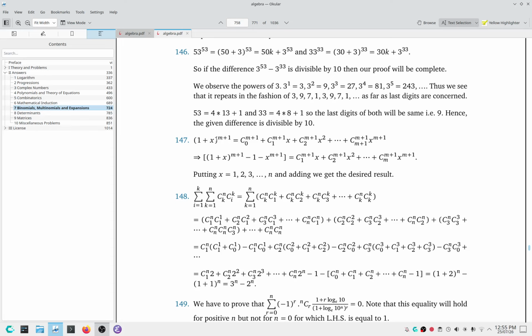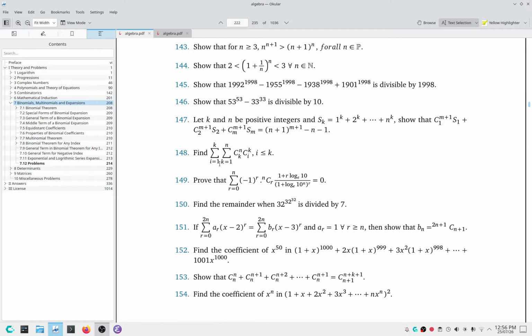So we see that (1 + x)^(m+1) is equal to (m+1)C0 plus (m+1)C1 x plus (m+1)C2 x squared and so on. Now (1 + x)^(m+1) minus x^(m+1) is equal to (m+1)C1 x plus (m+1)C2 x squared and so on. Now putting x equal to 1, 2, 3 up to n, we get the desired result.